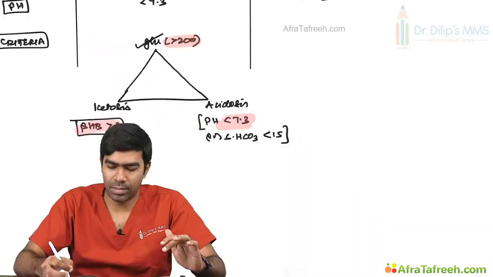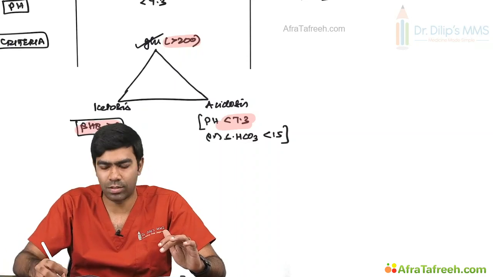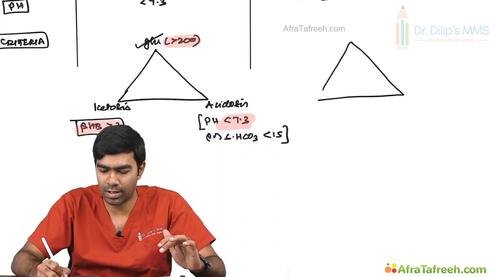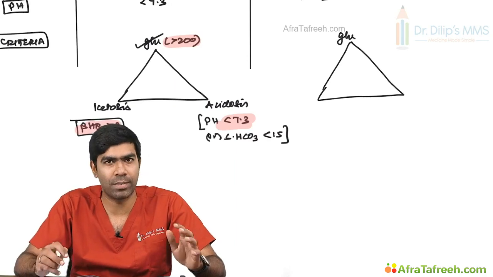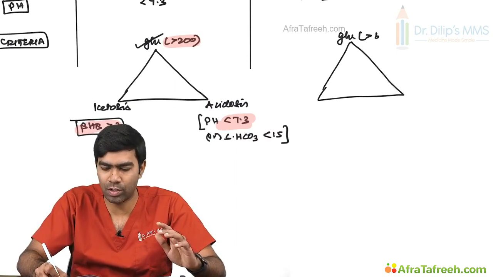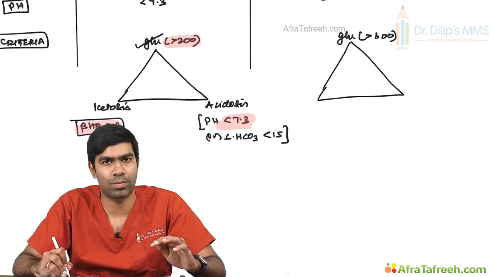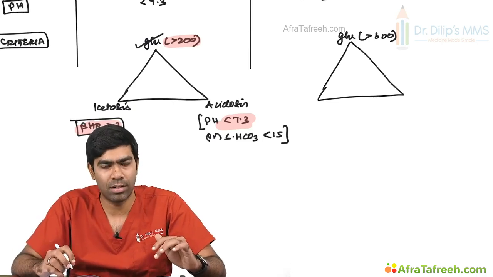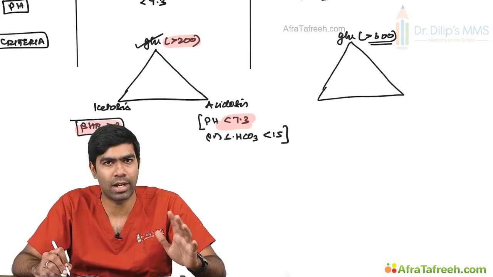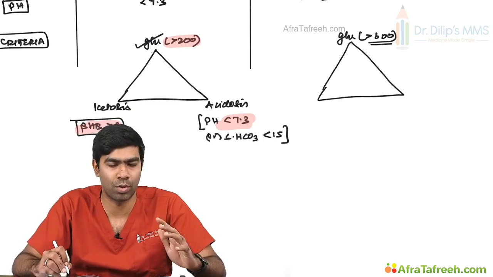Clear? Similarly, how will you diagnose HHS? Again, you can put a triangle. Here the glucose level should be extremely high. That's a rule, because without such a high glucose, you cannot develop HHS, hyperosmolality. So more than 600 by definition, it will usually be in the 800, 900. I've seen 1400 milligrams of glucose as well.